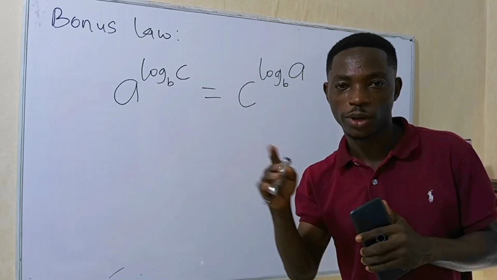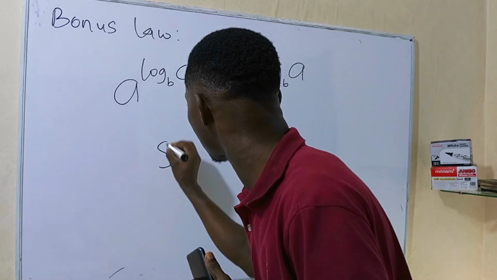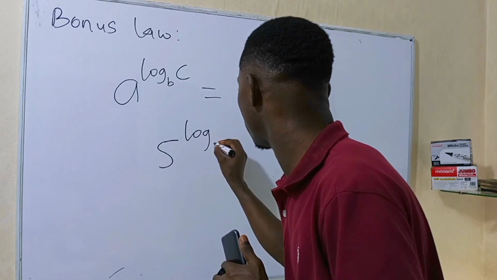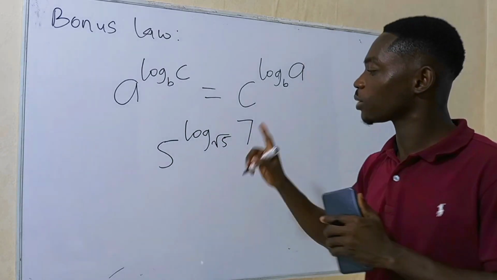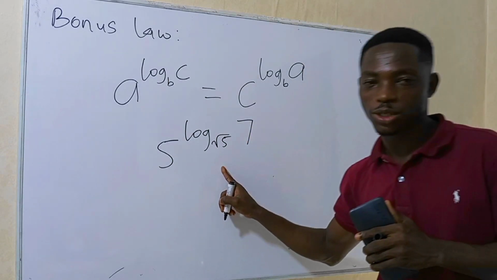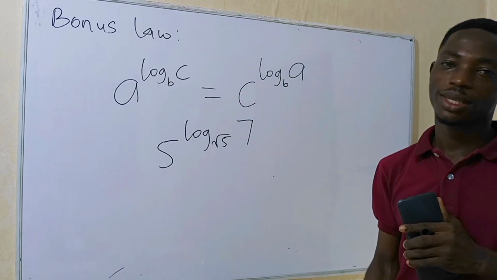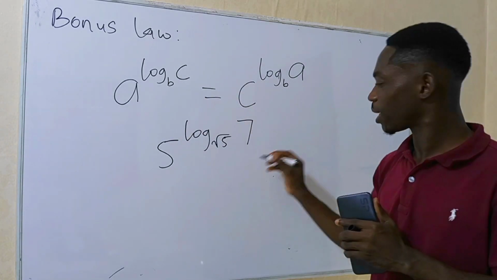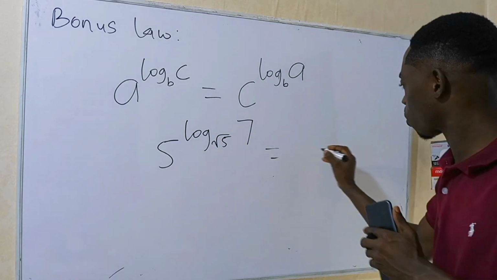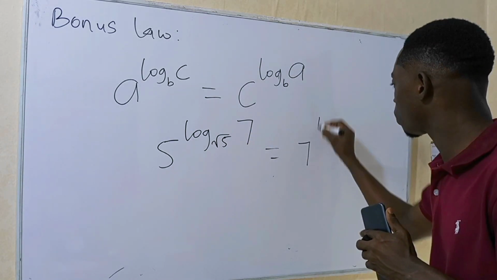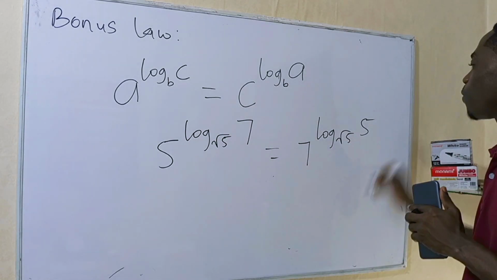Let's look at a question for this particular law. Let's say we have 5 to the power log base root 5 of 7, and we have to simplify or evaluate this without using a calculator. This is where this law is very necessary. Using this law to solve this one, of course, we have to switch their positions. So we're going to have 7 to the power log base root 5 of 5.